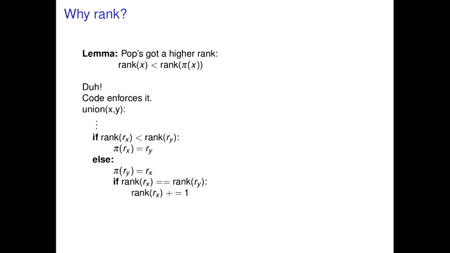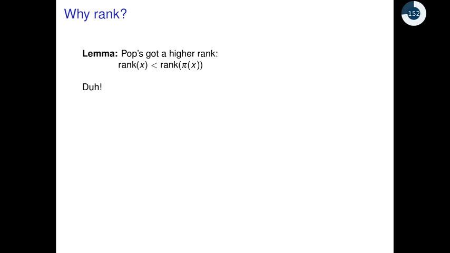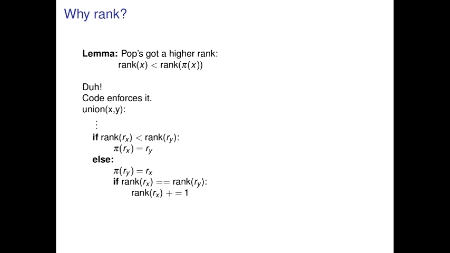So rank of X is less than or equal to rank of pi of X, always. Actually it's not less than or equal to, it's strictly less. Somebody who you point to is bigger. And why is that? That's what the code enforces. It says, if my rank is strictly less than the rank of Y, that's the time when I get to point to it. So that meets the condition. You have to see, when I set the pointer, is this true? Because then ranks only go up, and the ranks inside don't ever go up. Once I point to somebody, I always point to somebody, my rank never goes up.